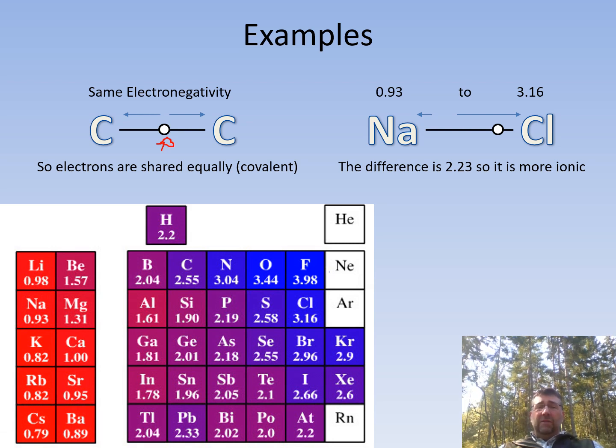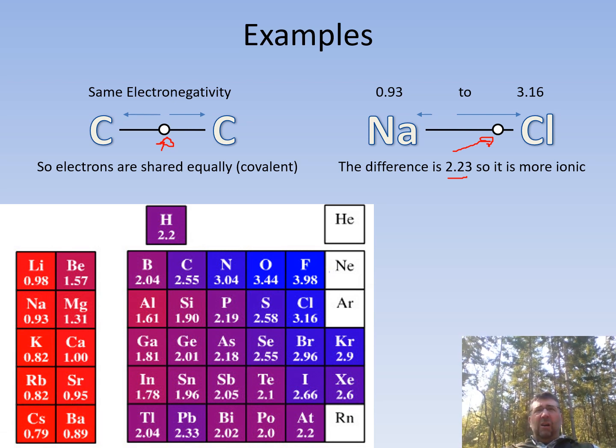In the sodium chloride, the difference is 2.23, which is greater than 1.6. So the electrons are sitting way closer to the chlorine than they are to the sodium, to the point where we basically say chlorine has stolen the electron and it becomes a negatively charged ion. Sodium has lost its electron and becomes a positively charged ion.